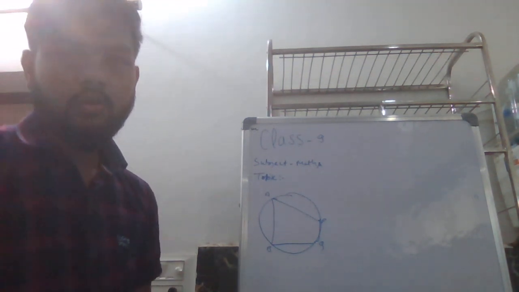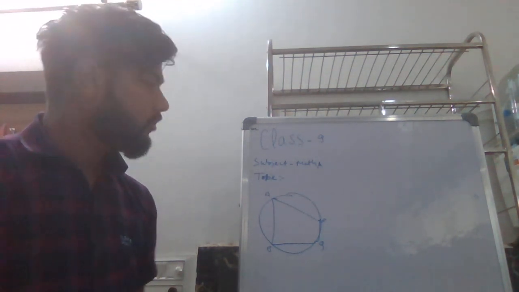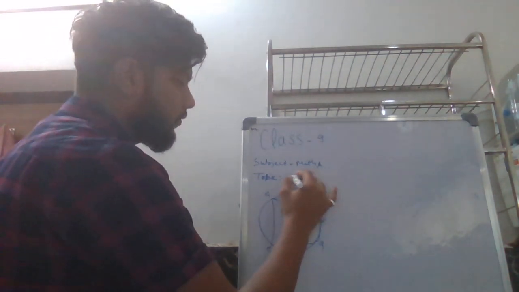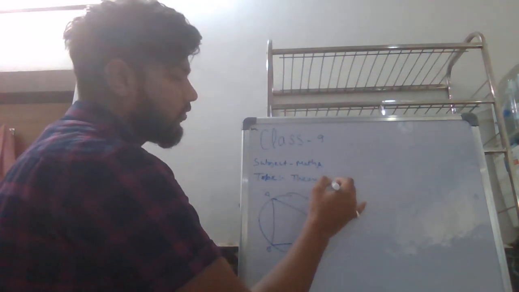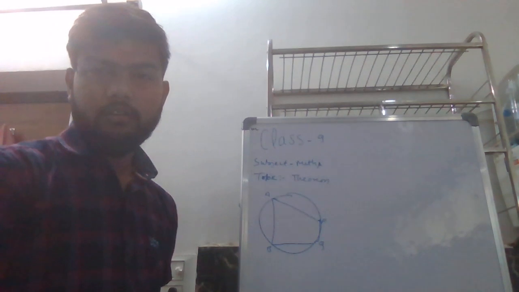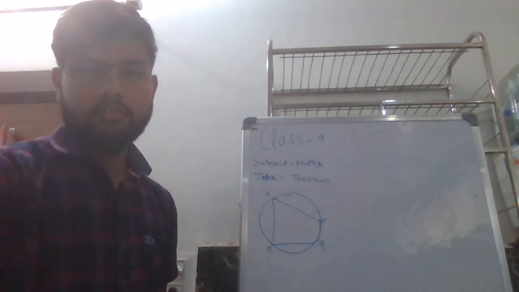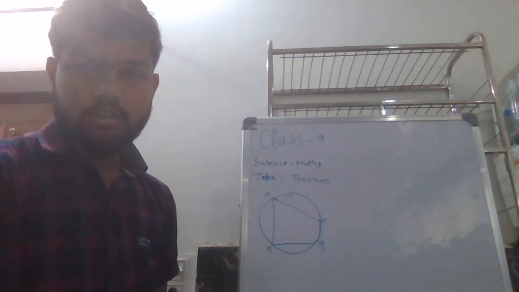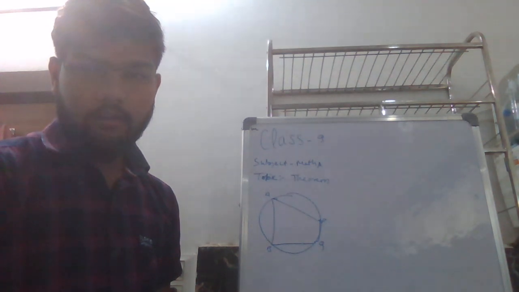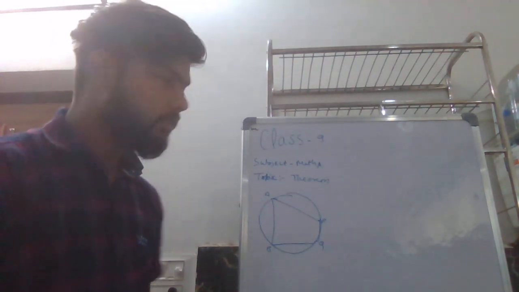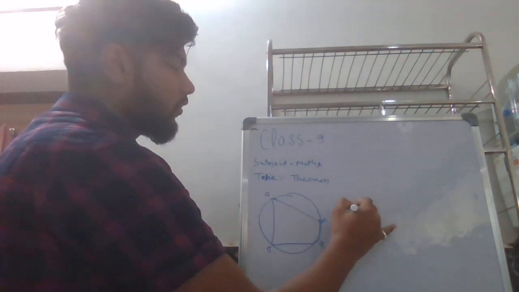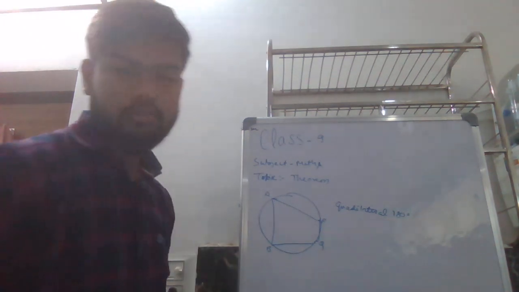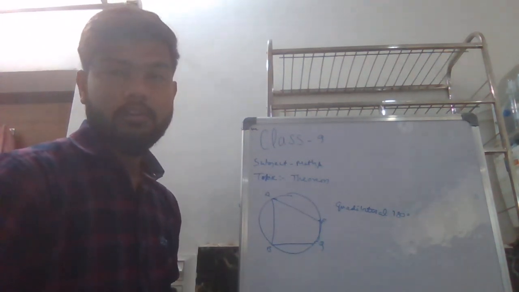Now we will solve a theorem related to the 180 degrees of a cyclic quadrilateral. Today's topic is solving this theorem. Here I have the theorem: the sum of either pair of opposite angles of a cyclic quadrilateral is 180 degrees. We have to prove this theorem.